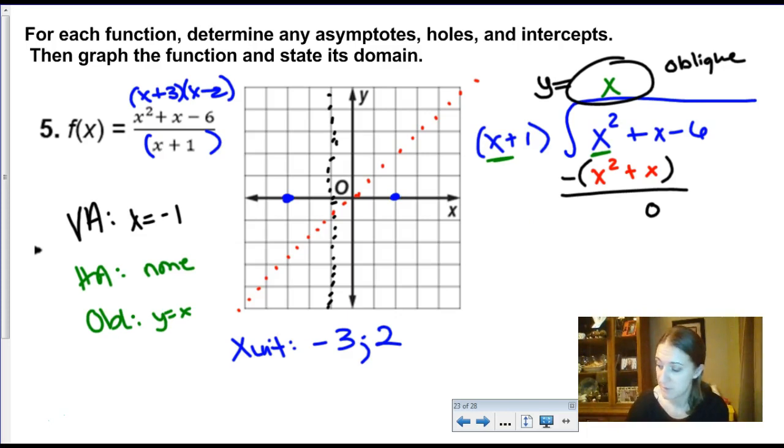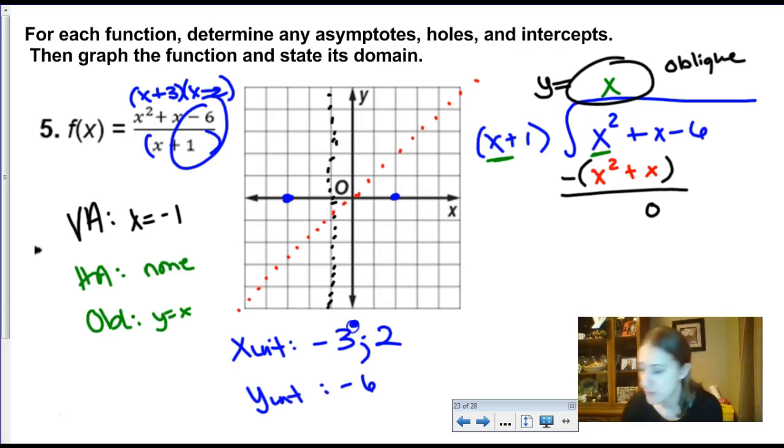Y-intercepts would be what happens if you plug in a 0 for all these x terms. So kind of simplifying down to -6. Oh man, it's off the graph. Okay, sorry about that. And then from here, I would kind of choose my calculator.